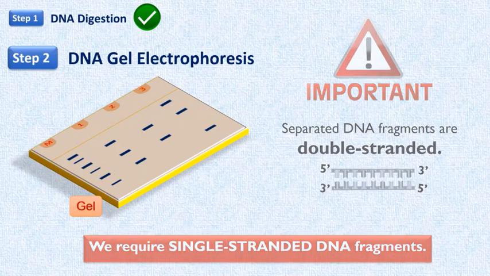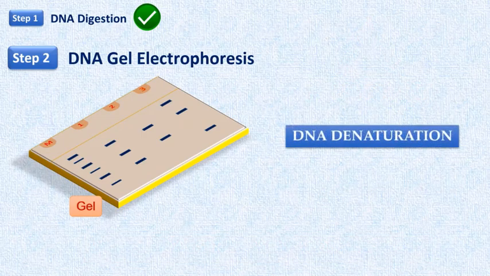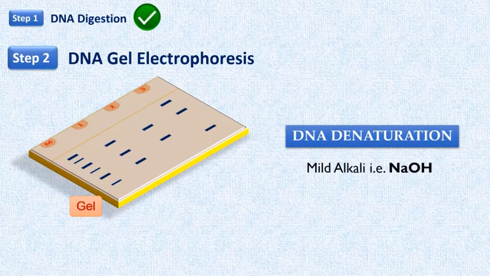Therefore, before moving to the next step, these DNA fragments are denatured in the gel. This is done by exposure of the gel to mild alkali. The gel is soaked in a denaturing solution which contains sodium hydroxide. Sodium hydroxide denatures the DNA by disrupting hydrogen bonds between the two complementary strands.